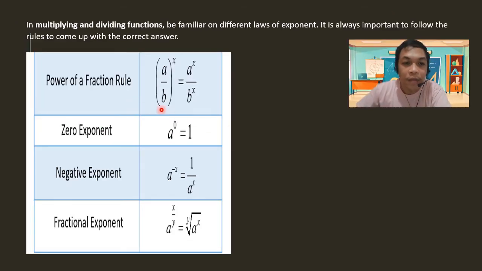Okay, for the power of a fraction rule, we have quantity a over b raised to x. That is also equivalent to a raised to x divided by b raised to x. For example, we have quantity x over y raised to 2. So it will become x squared divided by y squared.